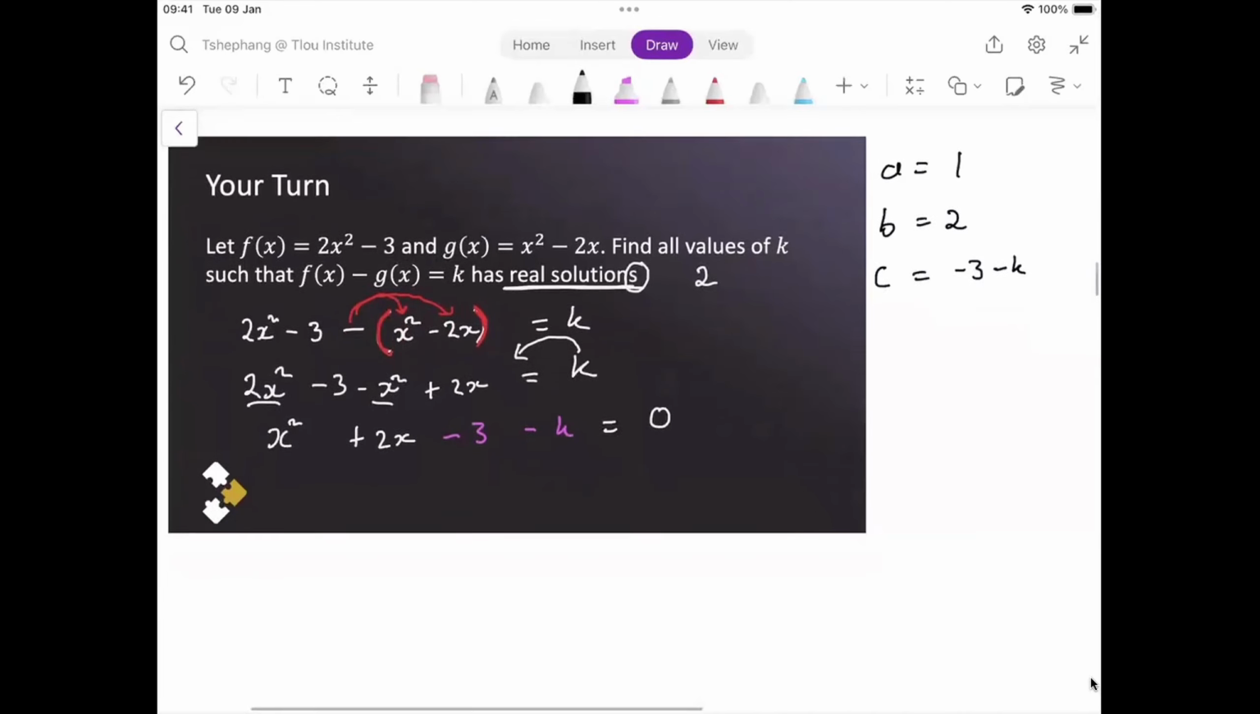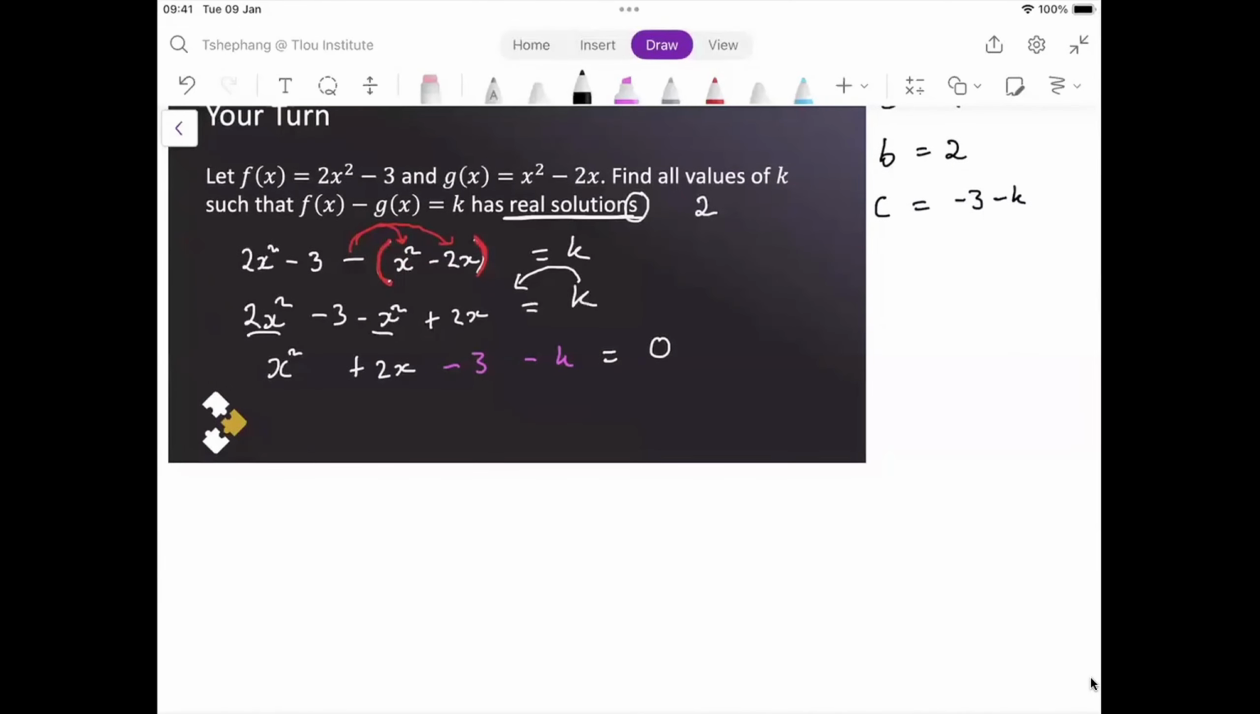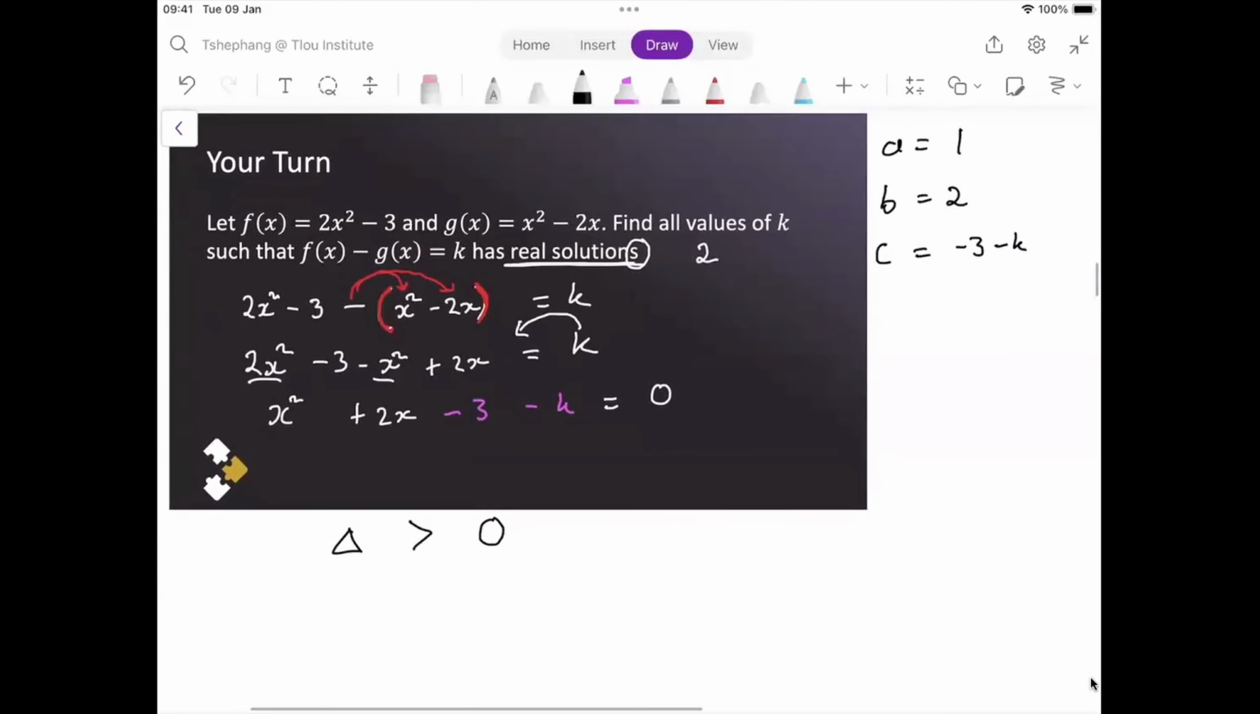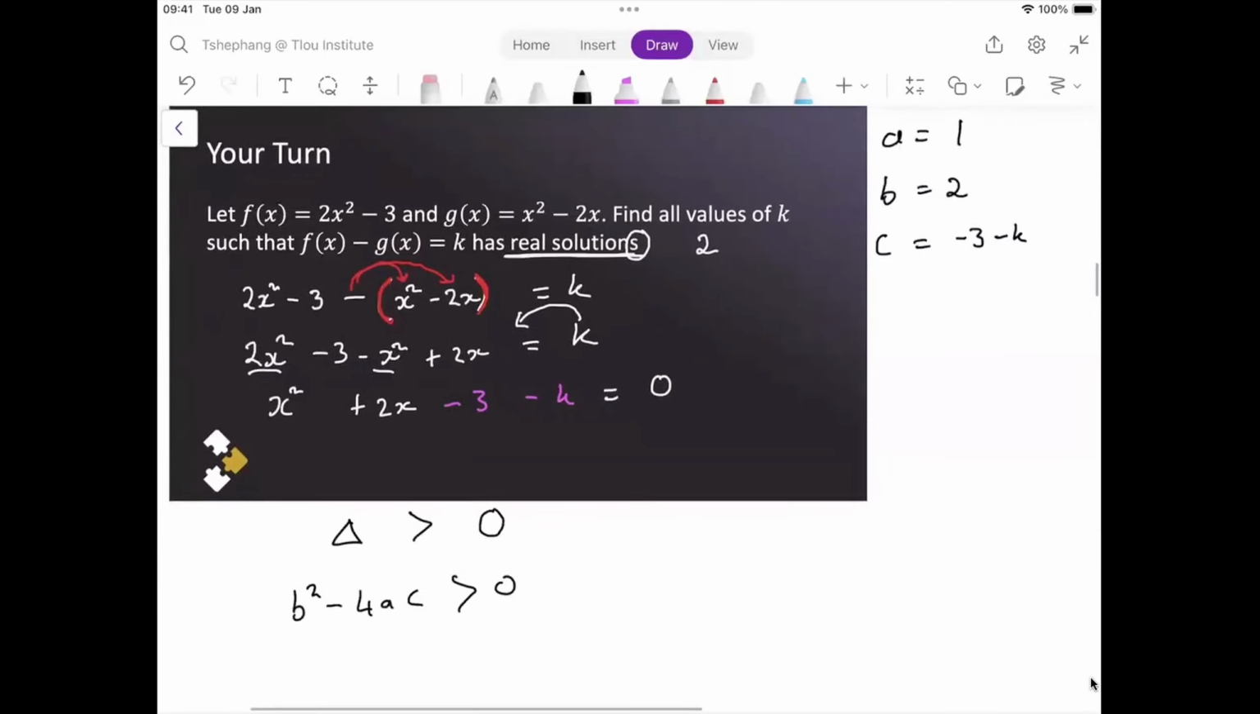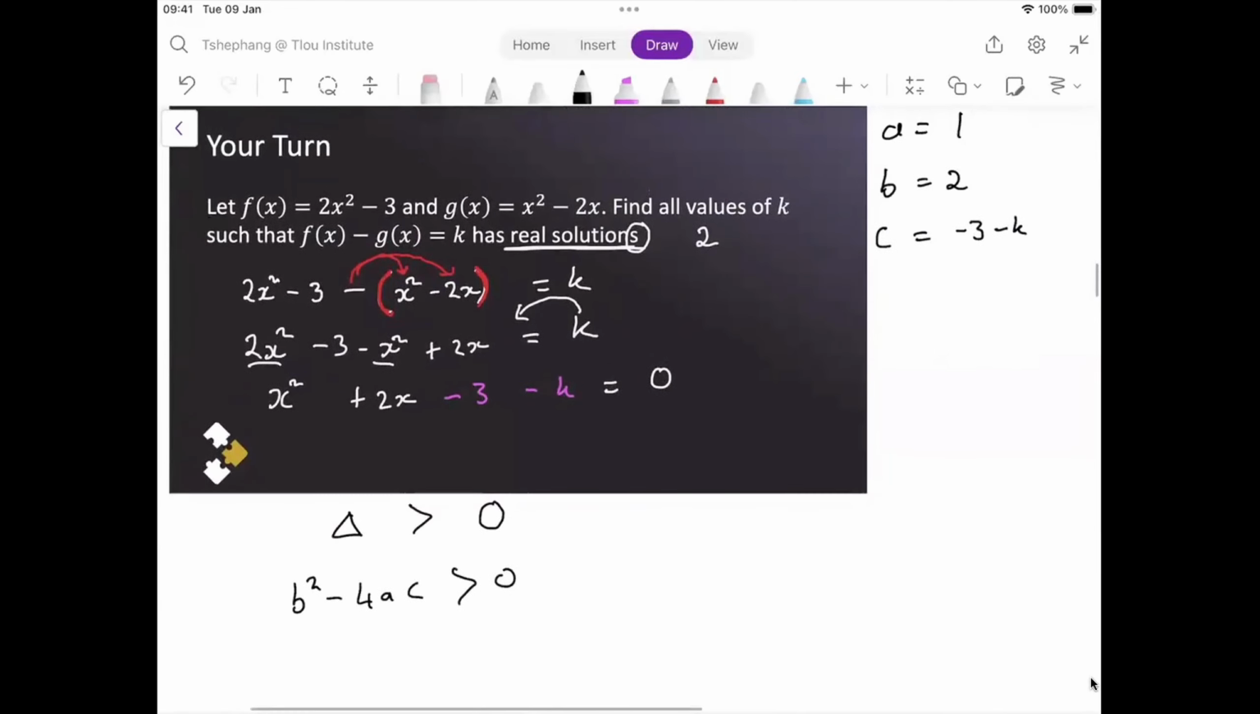Now, let's solve. This has real solutions. So we must say delta must be what? Greater than 0. As per the cases that I gave you, what is delta? We know that delta is b squared minus 4ac greater than 0. Let's substitute. What is b? It's 2, but it needs to be squared. Minus 4. What is our a? It's just 1. What is our c? Minus 3 minus k greater than 0. Hope everyone is with me.